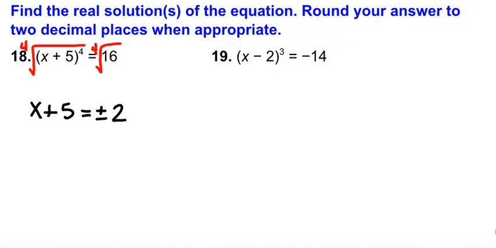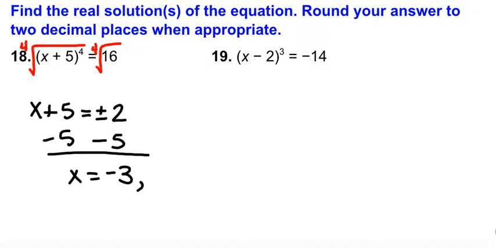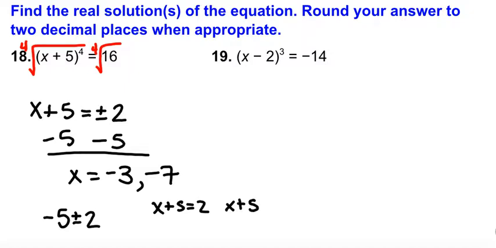Well, to get rid of my 5, I got to subtract 5. Let's do a little math here. I have 2 minus 5, which is negative 3. And I have negative 2 minus 5, which is negative 7. Could I have done negative 5 plus or minus 2? Sure. That's just negative 5 plus 2 and negative 5 minus 2. Could I have done x plus 5 equals 2 and just break it up into 2 separate problems like we have in the past and just solved each of those individually? Yes, it will not make a difference. You will still get the same answers.